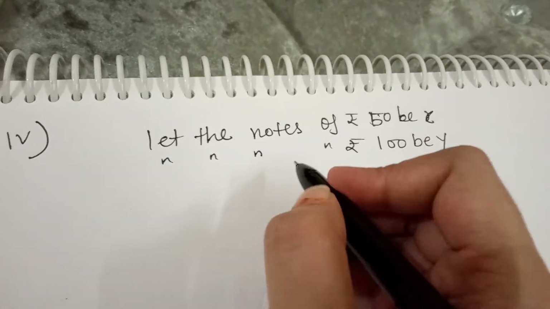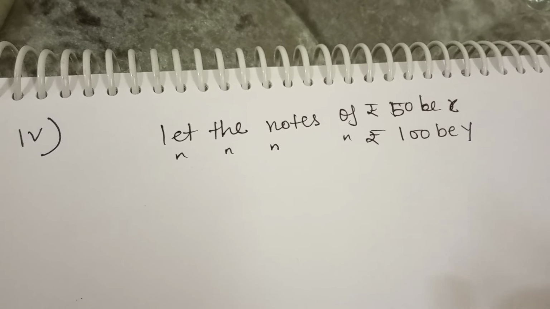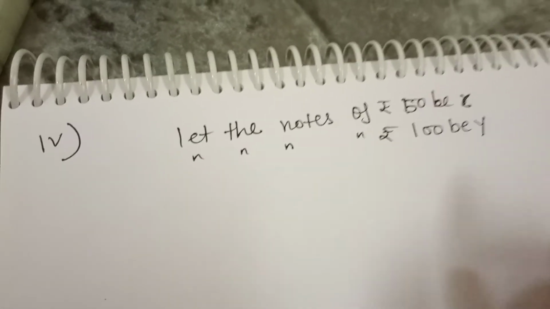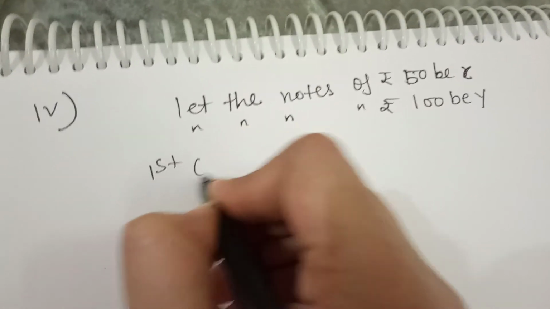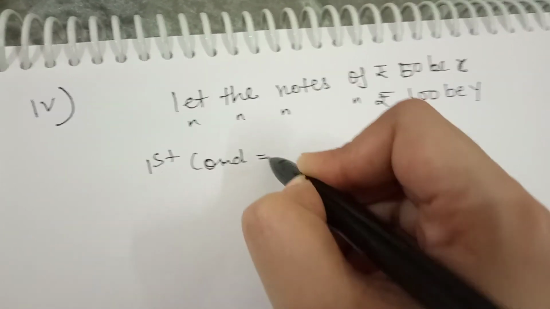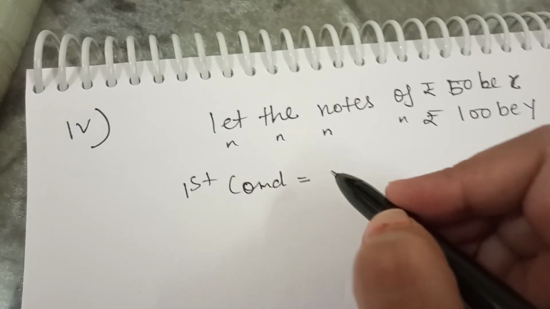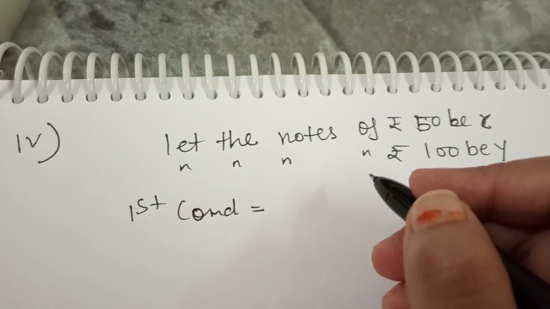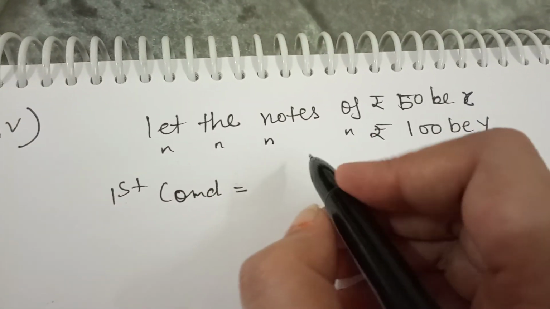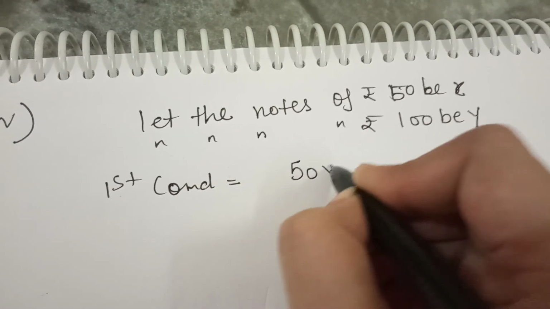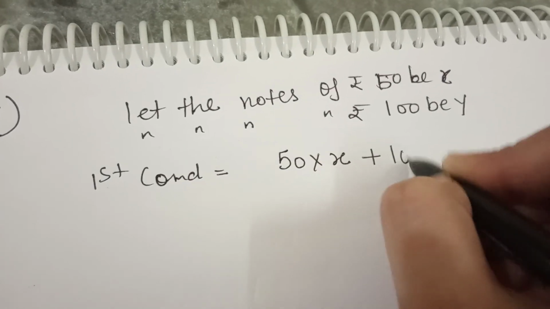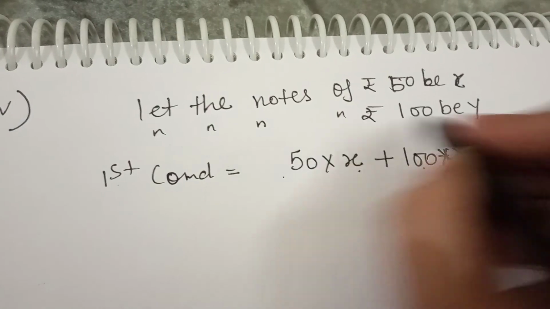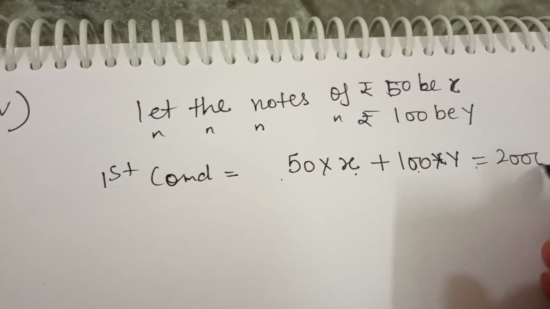Okay, so notes of rupees 50. So how much money do you have? 50 into 3 is 150. तो multiply करते हैं ना. Same we will do now in the first condition, that the total amount is rupees 2000. So 50 into x plus 100 into y. अगर हम दोनों की मल्टीप्लाई कर दे तो ये टोटल अमाउंट हो जाएगी, and the total amount is rupees 2000.